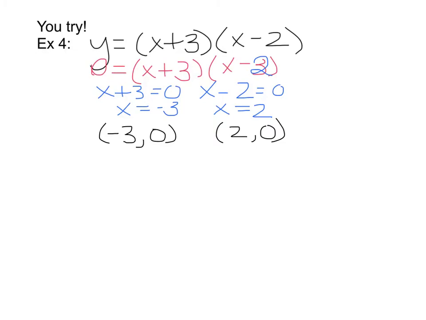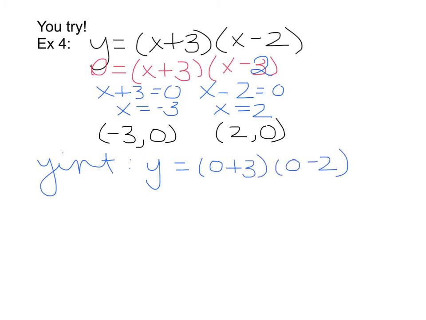Okay, now let's find the y-intercept, just in case it can give us another point to give us a more detailed graph. So to find the y-intercept, we plug in 0 for x. So 0 plus 3 times 0 minus 2, so that gives me positive 3 times negative 2, which gives me negative 6. So my y-intercept is at the point (0, -6).